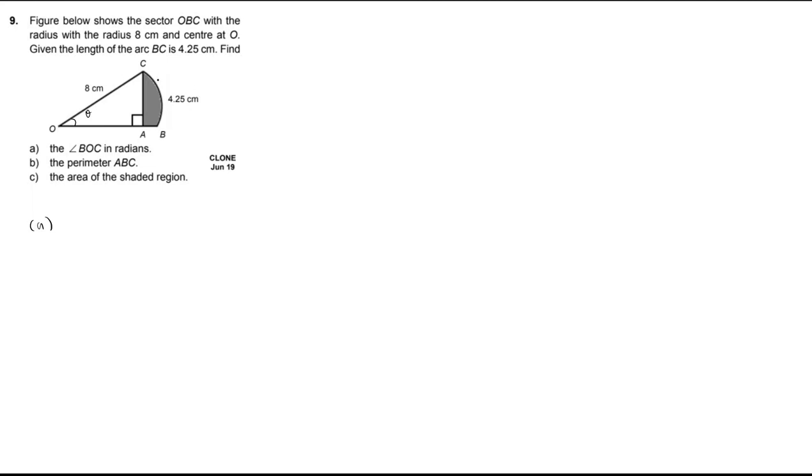Okay, since we know the arc length and the radius, we can use s equal r theta. The arc length is 4.25 cm. The radius is 8 cm multiplied by theta. Okay, make sure your calculator in mode radian and you should get theta equal 17 over 32 radian. For part B, the perimeter ABC. Okay, perimeter ABC.